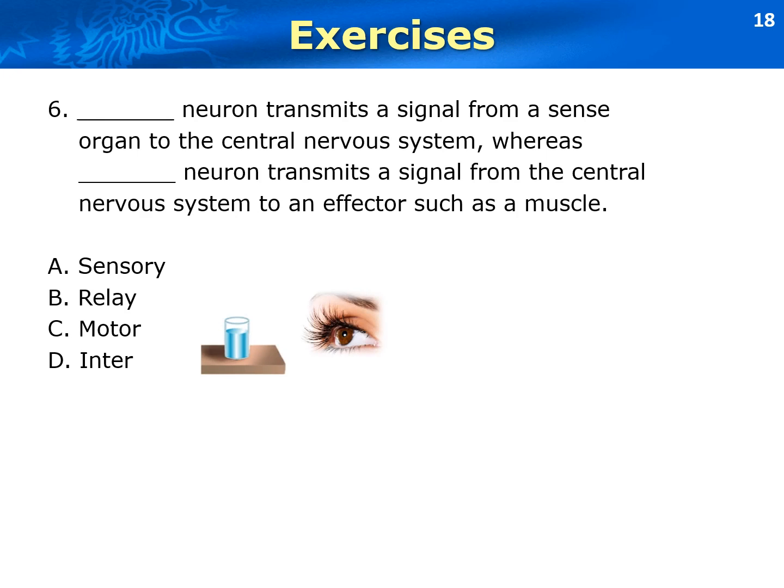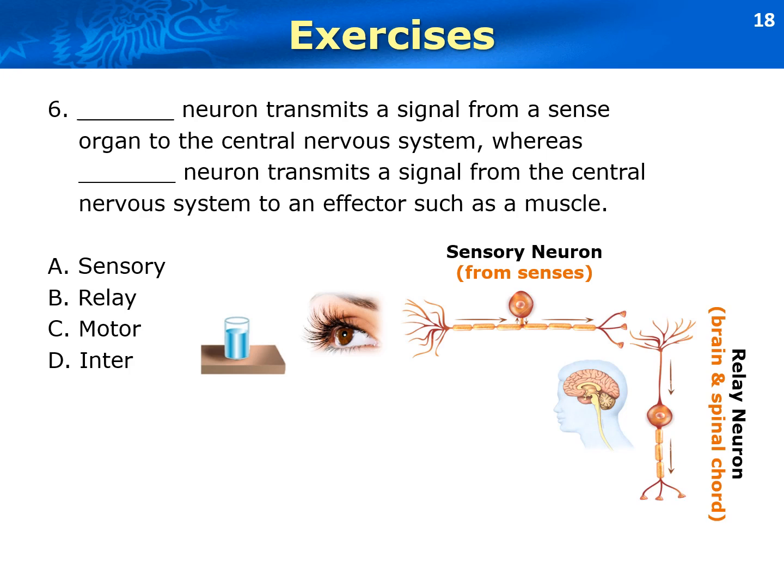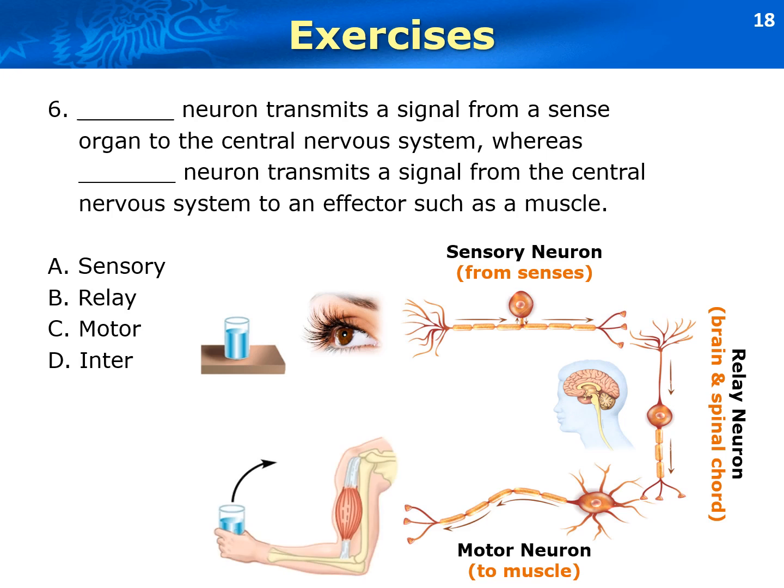Firstly, when our eyes see the cup of water, information is passed through sensory neuron from our eyes to the brain. Then, relay neurons, also known as interneurons, transmit the information within the CNS. Lastly, motor neuron allows the brain to control our muscle movements, and we take this cup of water. Therefore, sensory neuron is from sense organ to the CNS, whereas motor neuron is from CNS to the effector muscle. A and C are the correct answers.